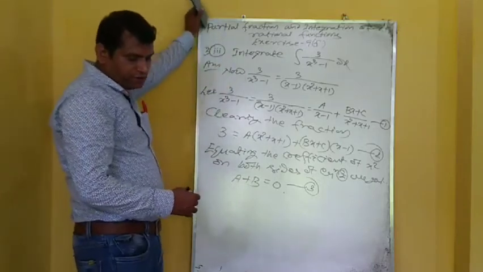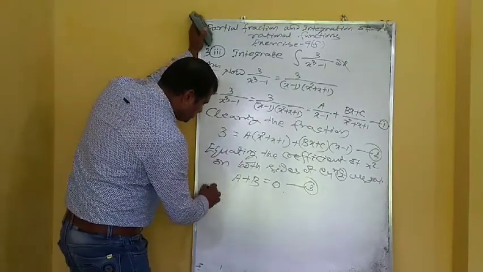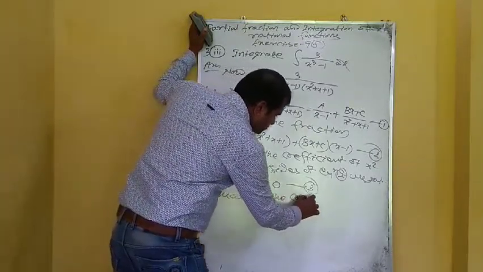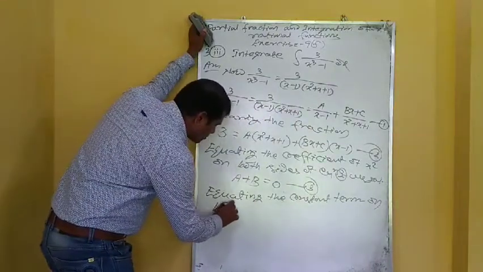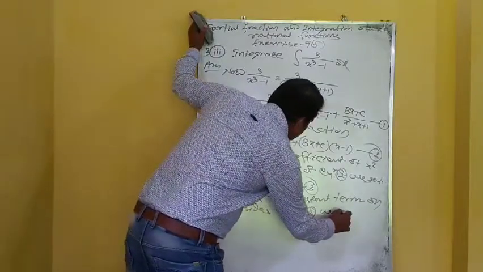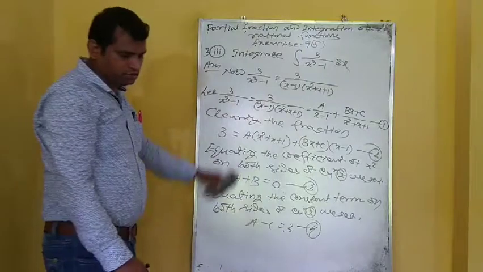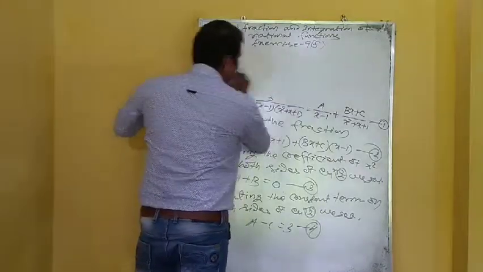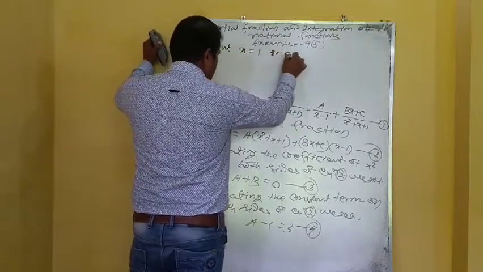Now equating the constant term on both sides of equation 2, we get a minus c is equal to 3. Equation 4, a minus c is equal to 3. Now put x is equal to 1. Put x equal to 1 in equation 2.